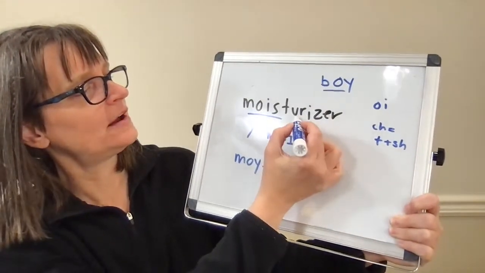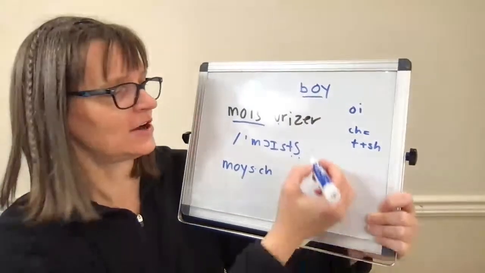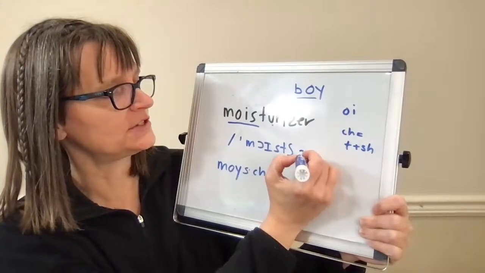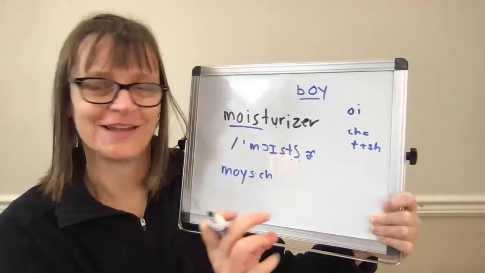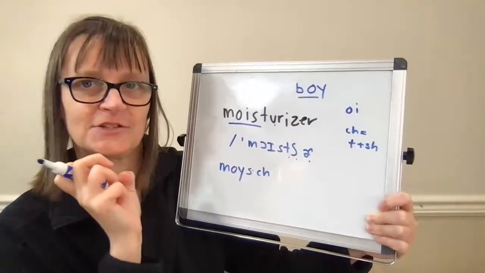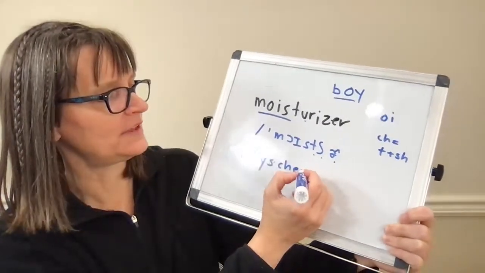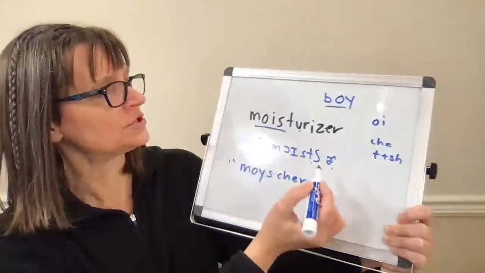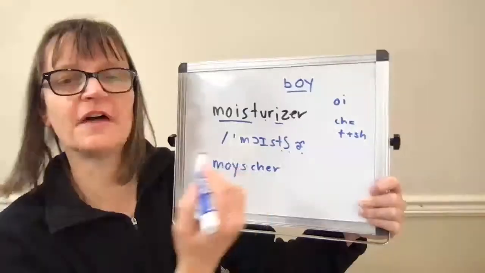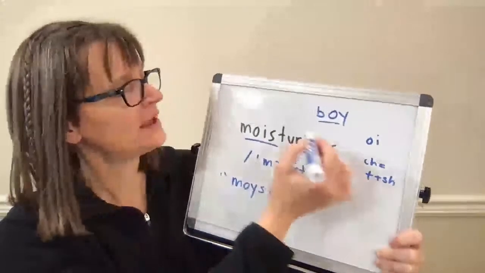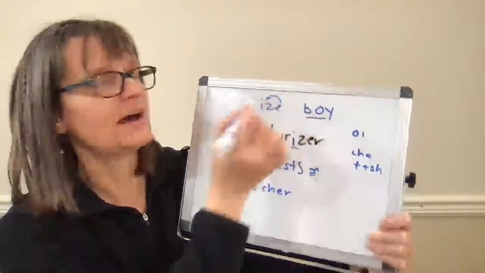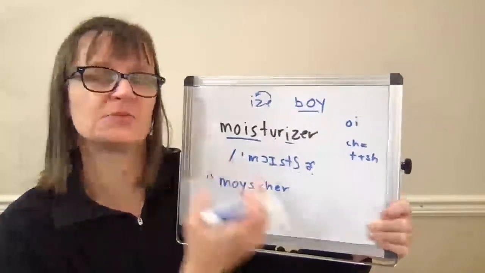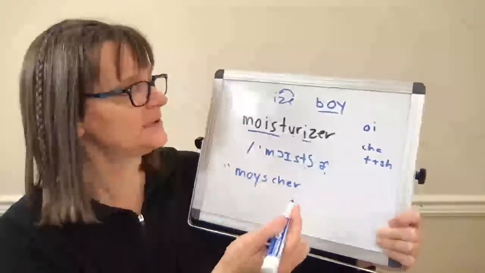moisture, then our UR says the ER sound, unstressed, moisture. Just like paper or better, we have a light touch, but still a tense sound. I'll write it with ER here, moisture. Now we have the I syllable. Because we have I-Z-E, the letter E is going to make the I say its name. So if we had just moisturize, it would be the same thing.